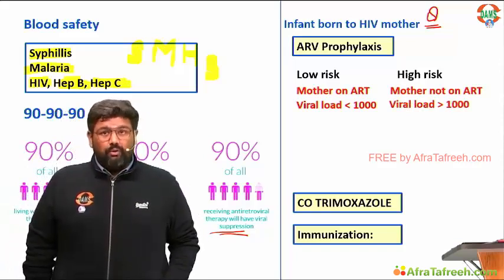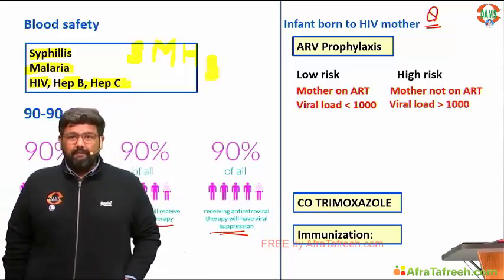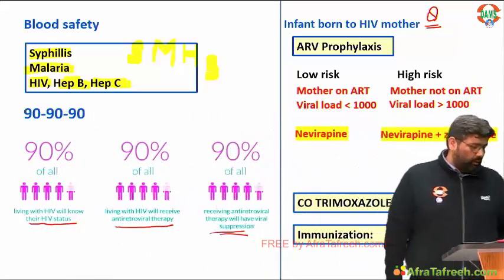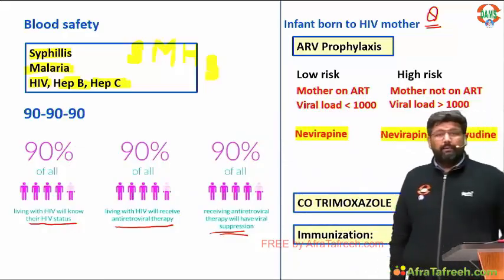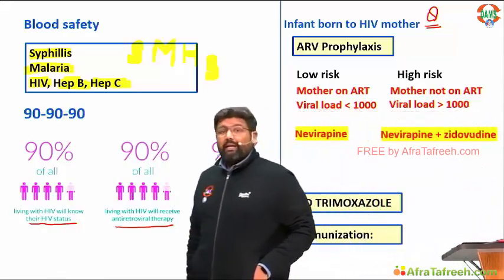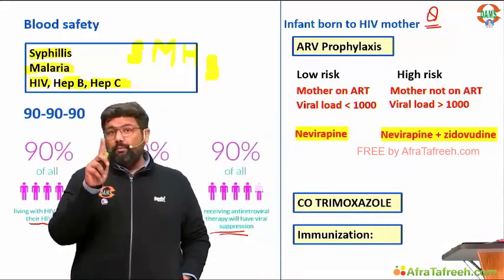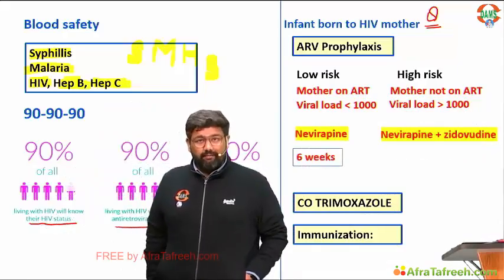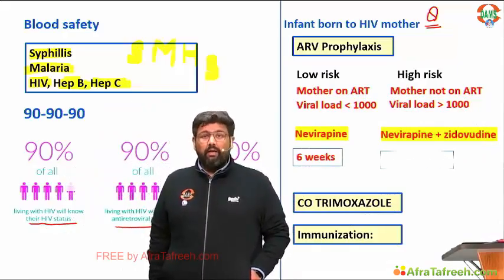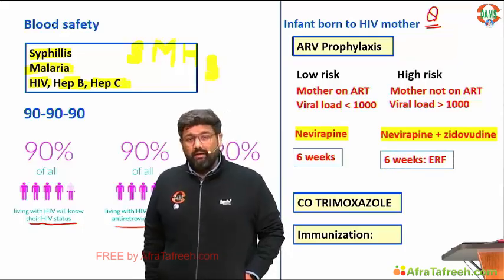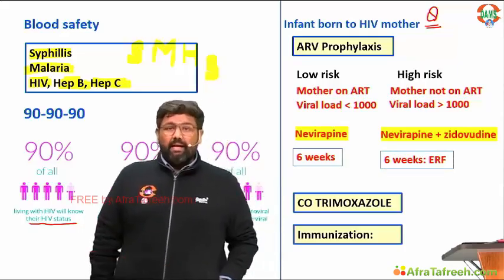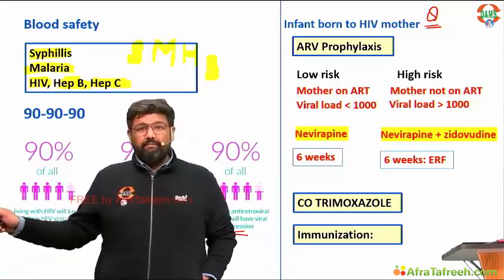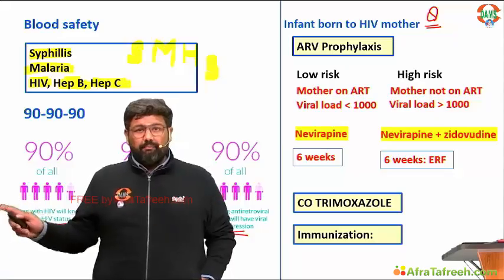Now in low risk, we give nevirapine. Only nevirapine is needed in low risk. But in high risk, nevirapine and zidovudine both are given, right? Both are given. Now, if it is a high risk mother, the duration depends. ERF means exclusive replacement feeding. If breastfeeding was never given, it is 6 weeks.